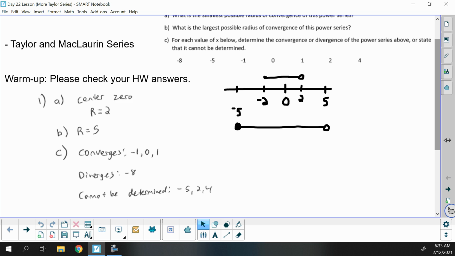we know for certain that negative 1, 0, and 1 are within that radius of convergence, because they're within even if it was the smallest scenario. So we know it converges there. We know negative 8 has to diverge because it's outside of the largest possible one. And then negative 5, 2, and 4, those are all in kind of the gray area. Bigger than our smallest, smaller than our biggest, so it could or could not converge there.